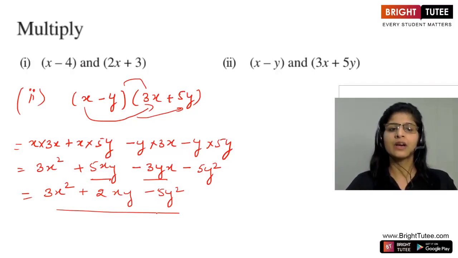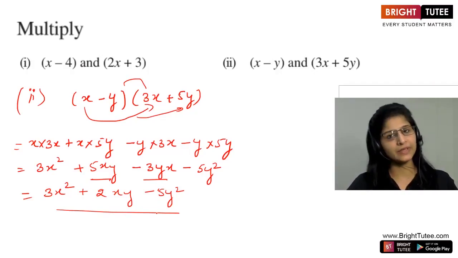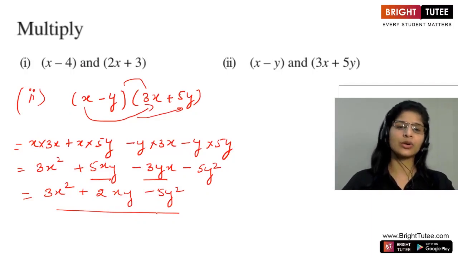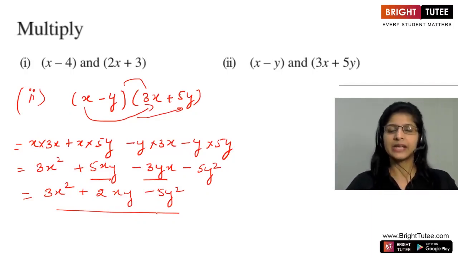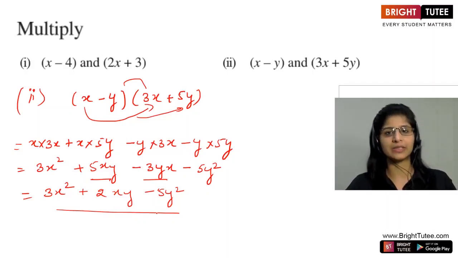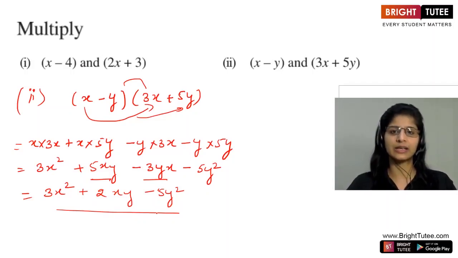I hope the multiplication of a polynomial with another polynomial is clear. So what we have learned is multiplication of binomial with binomial. It is not that we are always going to multiply the same. It can be different. A binomial can be multiplied with a trinomial. A monomial can be multiplied with a trinomial, right?